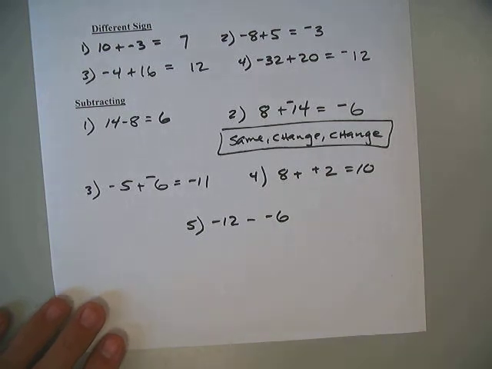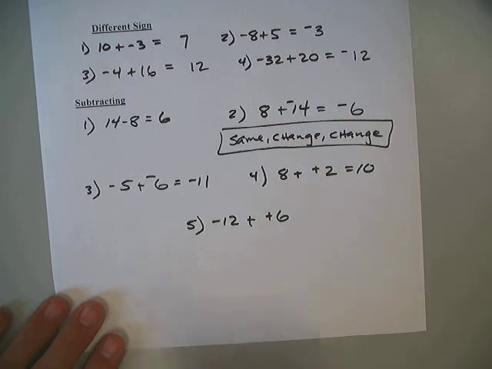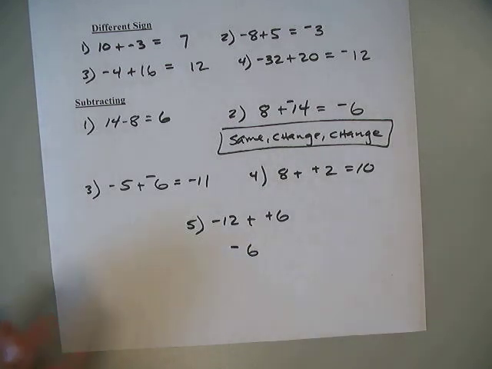Last one. What about this one? Negative 12 minus negative 6. Same, change, change. Okay, I have more negatives than positives. I'm going to go through and subtract. I get 6. I get more negatives, so negative 6. And there you have it. That's how you go about adding and subtracting integers.